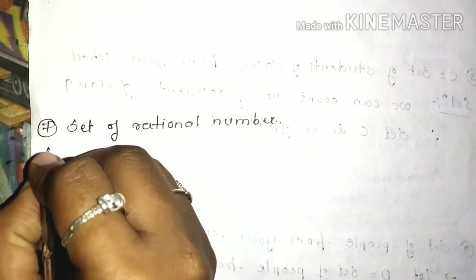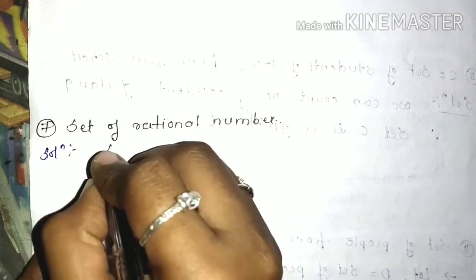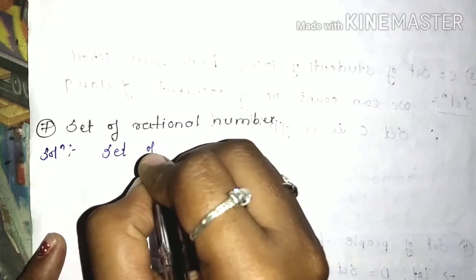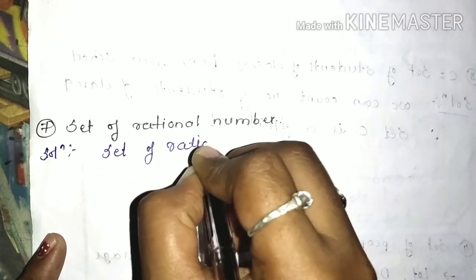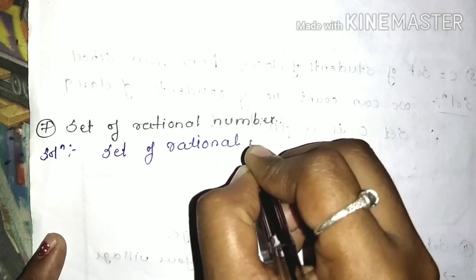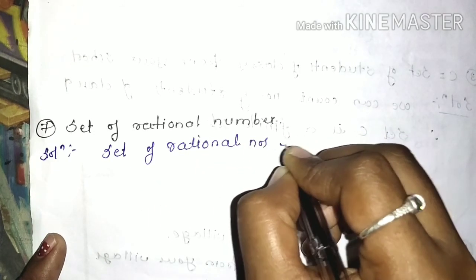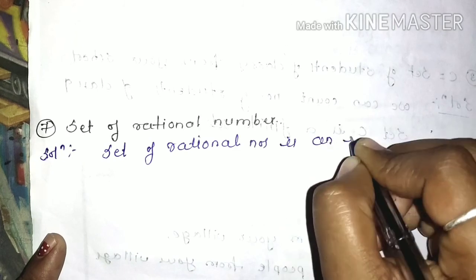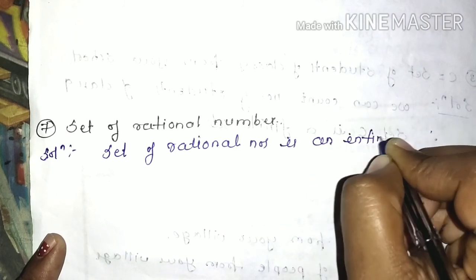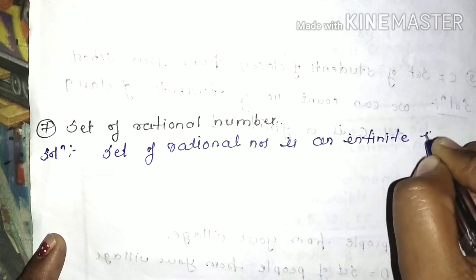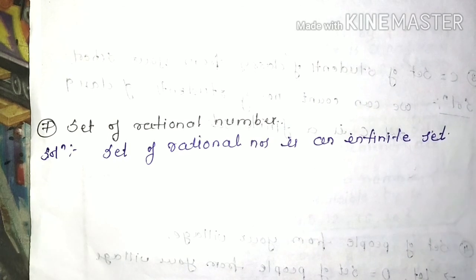And last we have set of rational numbers. This is also an infinite set. Hence we get set of rational numbers is an infinite set because it contains infinite elements, infinite numbers.